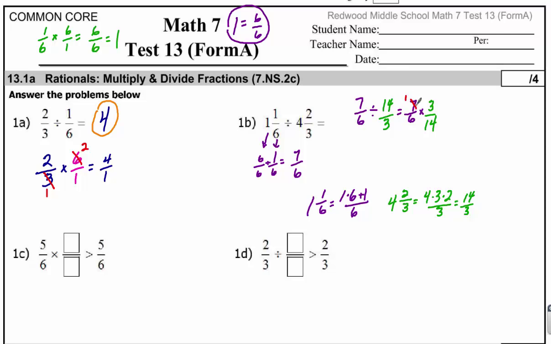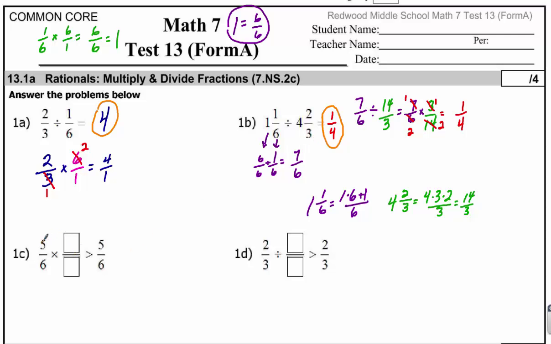7 goes into 7 one time. 7 goes into 14 twice. 3 goes into 3 once. 3 goes into 6 twice. We get 1 times 1 is 1. 2 times 2 is 4. And we end up with 1/4. That is our answer to the problem. What is 1 1/6 divided by 4 2/3? 4 2/3 can go into 1 1/6, 1/4 of a time.